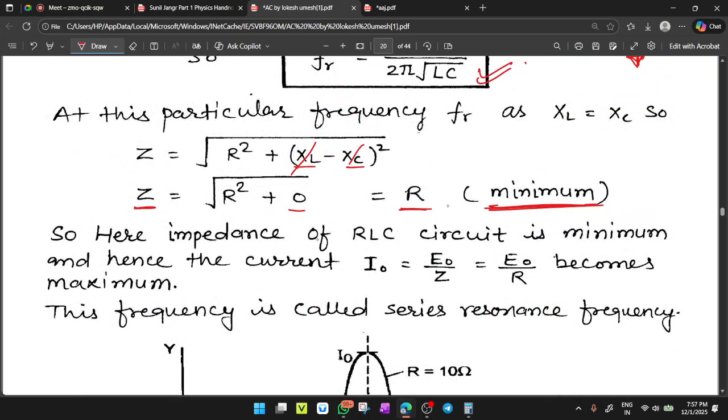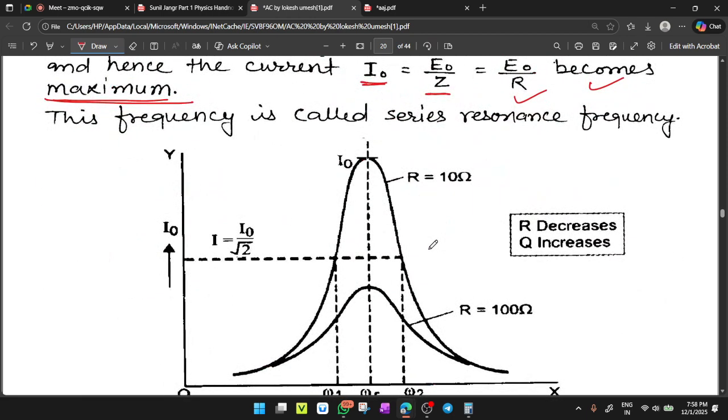Here the impedance of the RLC circuit is minimum, and hence the current I naught equals E naught by Z, that equals E naught by R. So the current in this situation becomes I equals E naught by R, which is maximum. This frequency is called the series resonance frequency. Clear? Now check the graph of series resonance frequency.